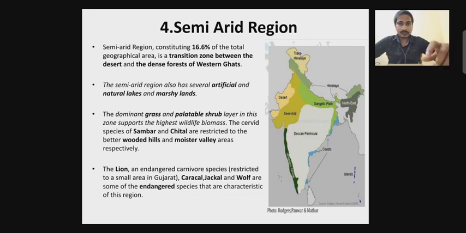Now marshlands, these are wetlands. Obviously these are lands which are covered with water mostly. You can say marshlands are moist lands. You can say the dominant grass or palatable shrub layer in this zone supports the highest wildlife biomass. The species of sambar and chital are restricted to the better wooded hills and moist valley areas respectively. So the lion, an endangered carnivore species, mostly the Gir lion, found in the Gir forest of Gujarat, restricted to a small area in Gujarat. Caracal, jackal, and wolf are some of the endangered species that are characteristic of this region.